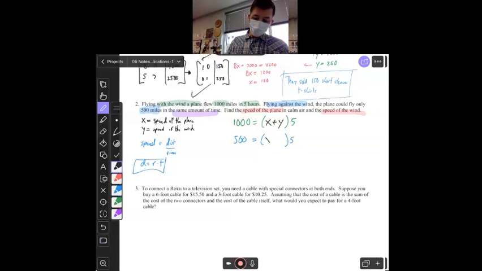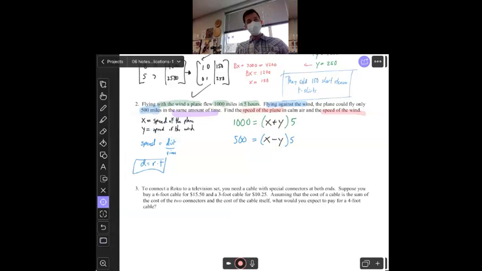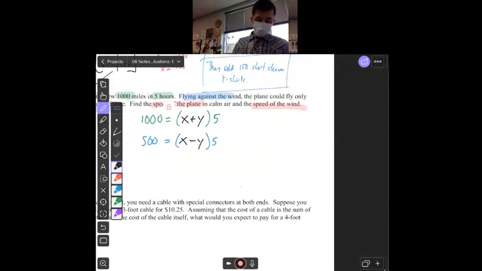Now I take the speed of the plane minus the speed of the wind. So, it definitely matters what order you wrote these in. So if you said the speed of the plane was y and the speed of the wind was x, then your equation here would definitely need to be reversed, right? X minus y is not the same thing as y minus x. So what you have here is very important. Okay? And make sure you have this in the right order. So I just need to simplify those, and we'll see how we can solve it. So 5x plus 5y. This will be 500 equals 5x minus 5y.